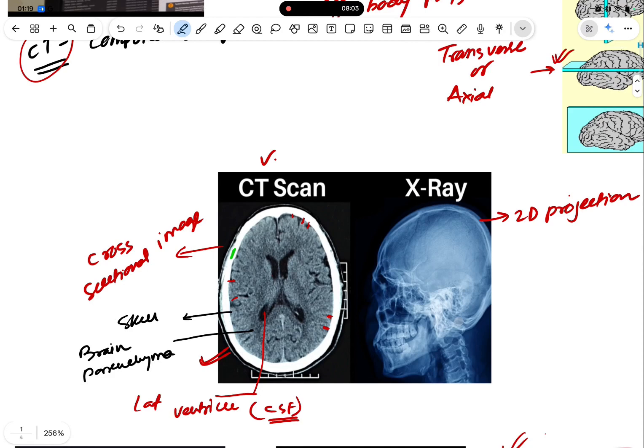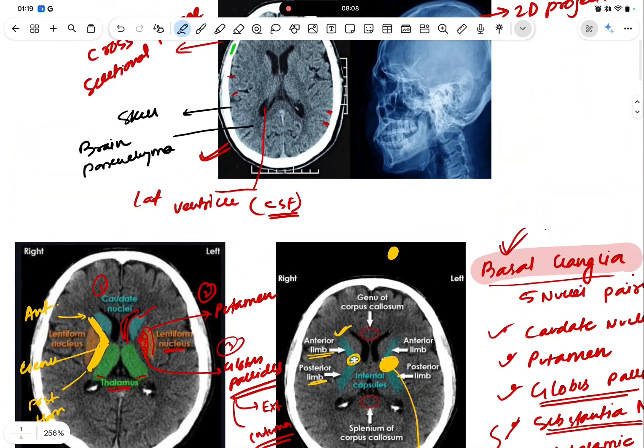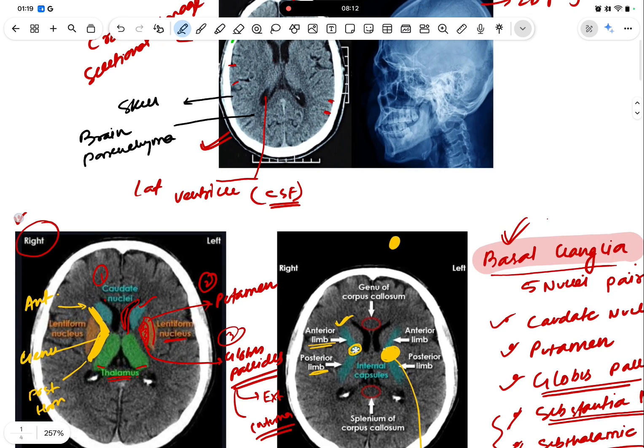In case of CT scan, see, our left is the patient's right, and our right is the patient's left side. Okay, this is very important.